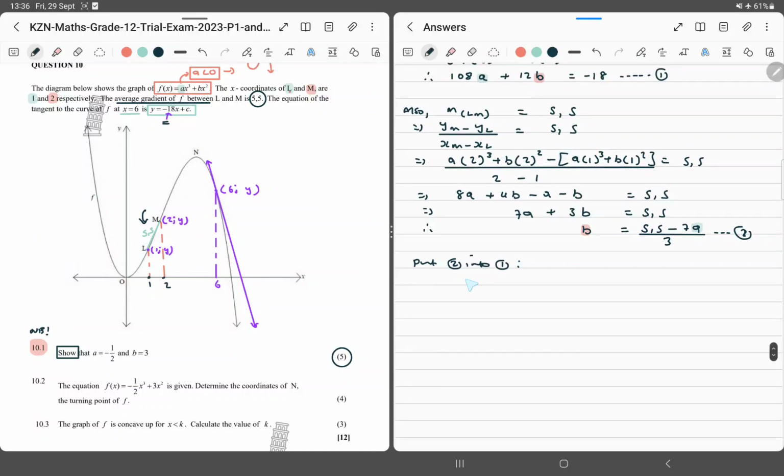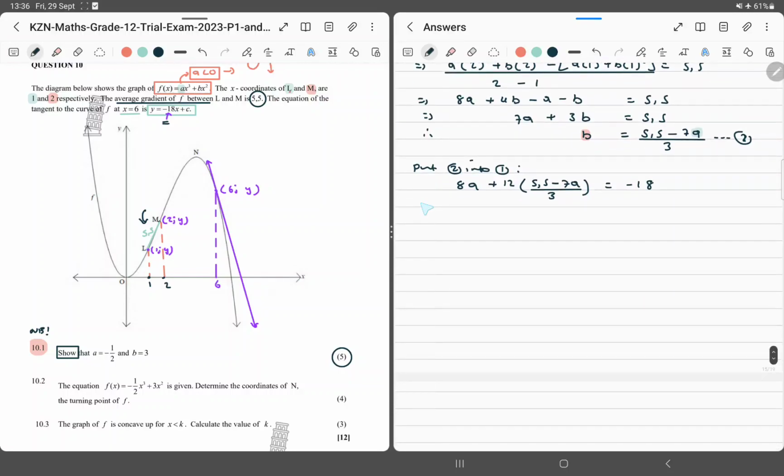What do we get? Now we've got 8a plus 12 times 5,5 minus 7a over 3, which is equal to minus 18. So this implies that we've got 8a plus, now we can simply see that this is going to be 12, 3 going once, to itself going 4 times to 12. So we multiply this one by 4. 4 times 5,5 is 22 minus 28a is equal to minus 18.